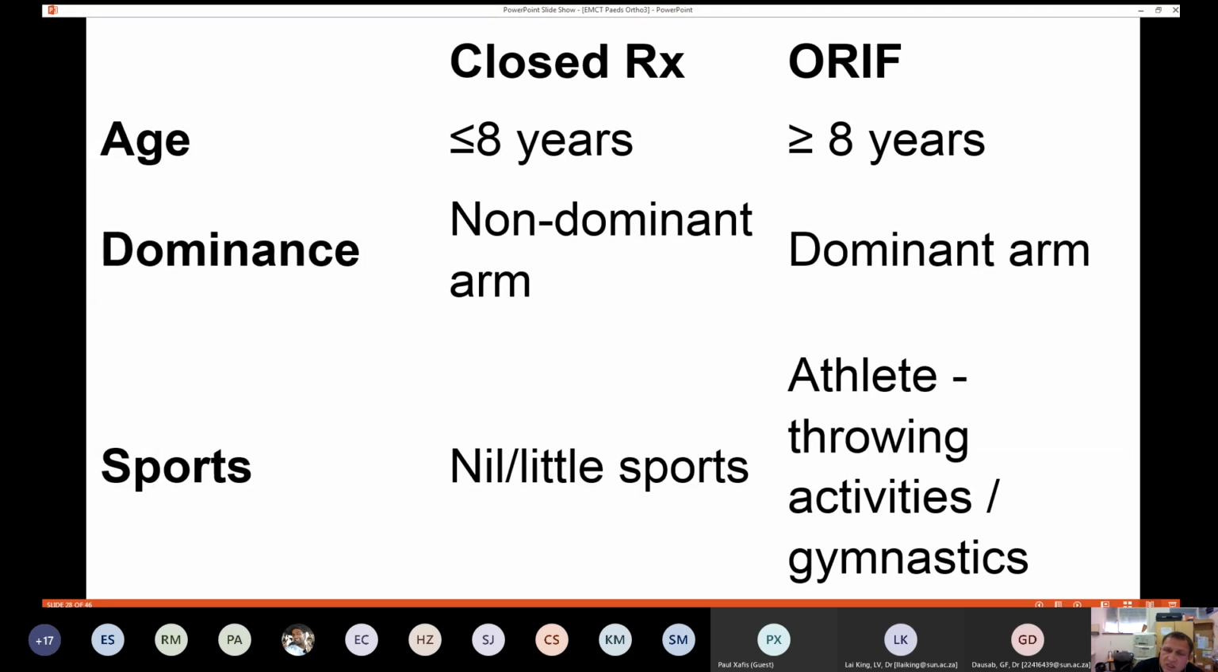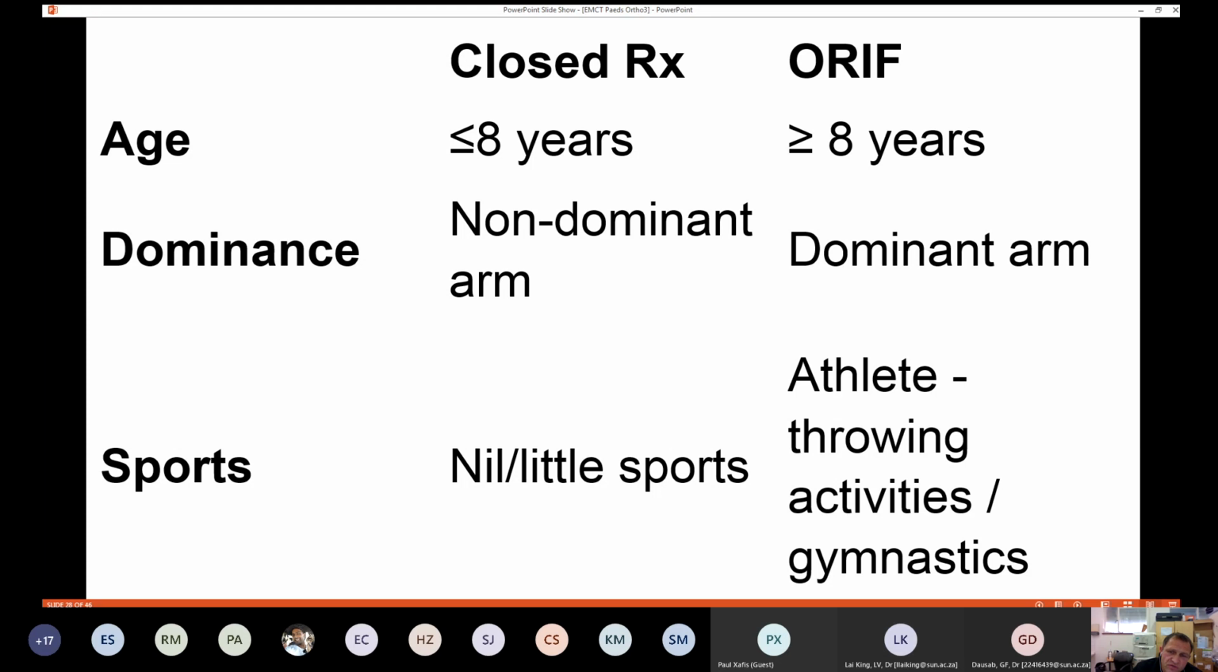What the literature suggests is between 5 and 15 millimeters, conservative treatment can be considered for younger patients under 8 years, when it's the non-dominant hand or when there's no or little sports. And in the converse, to fix operationally or surgically if it's older than 8, dominant arm, or if there's athletic activity. My concern with this is at 4 or 5 years of age, you might not be aware of your athletic ability or interest.